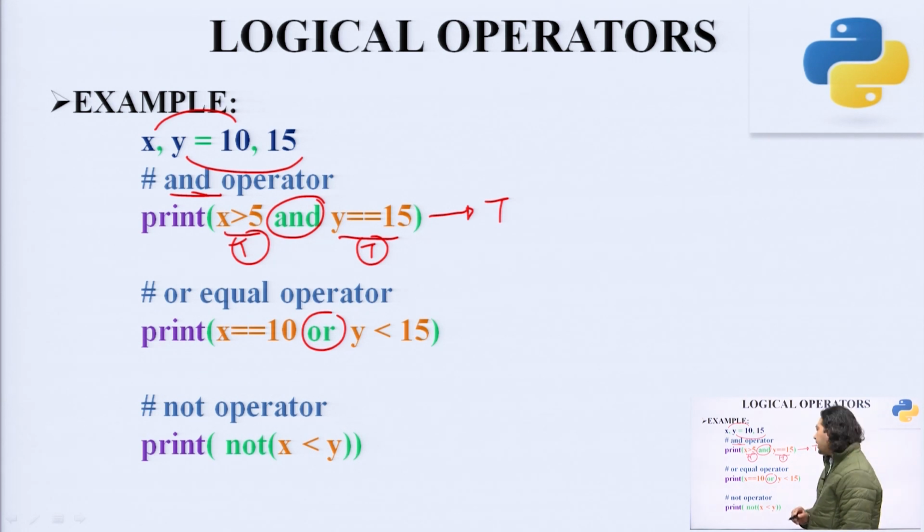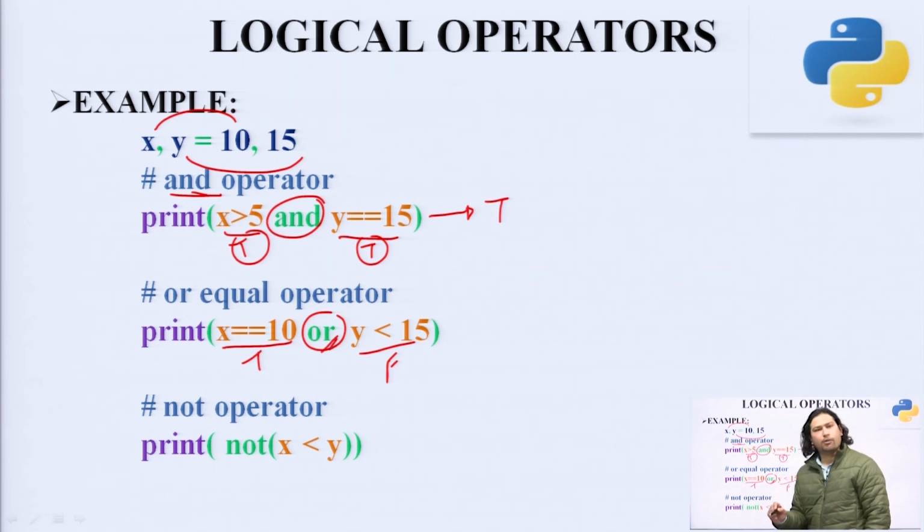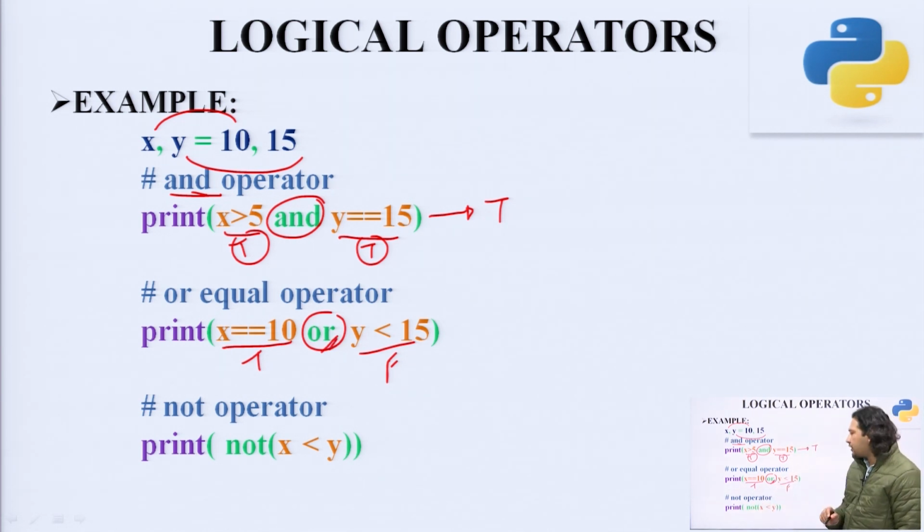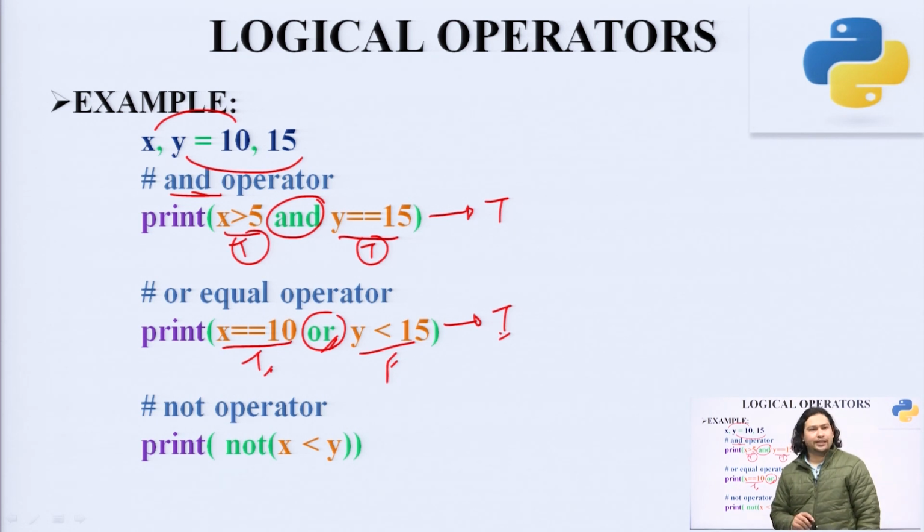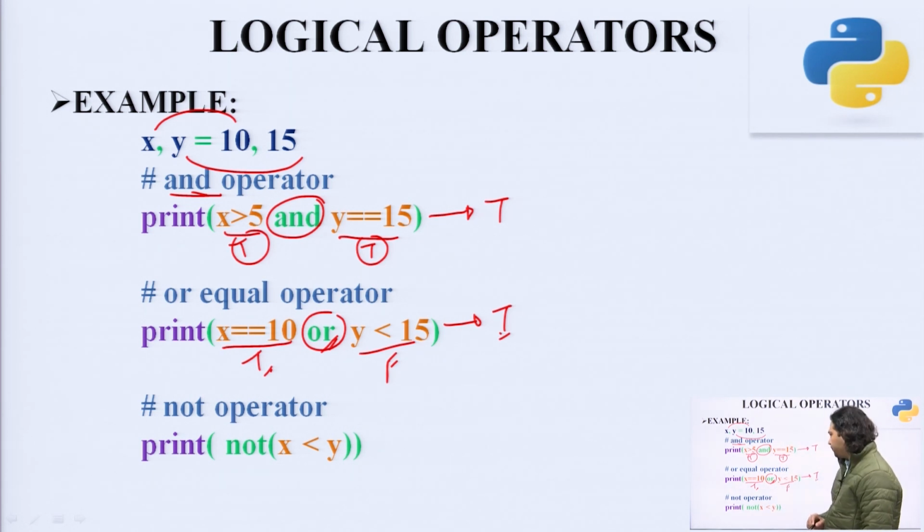Similarly, here the OR statement is there. The OR statement can be deduced as, at least one condition must be true, then only you will get the answer true, otherwise false. Here one condition, this condition, is true and this condition is false, but I have already said this is connected by the OR operator, that means right now one condition is true. So, the answer for this one is true, because at least one condition is true.